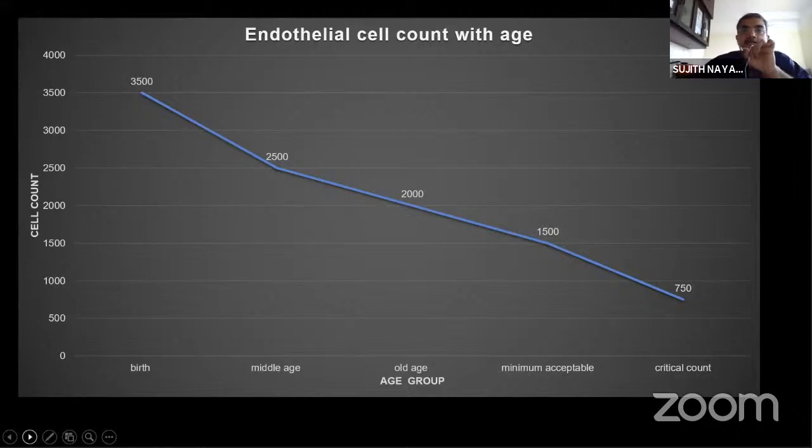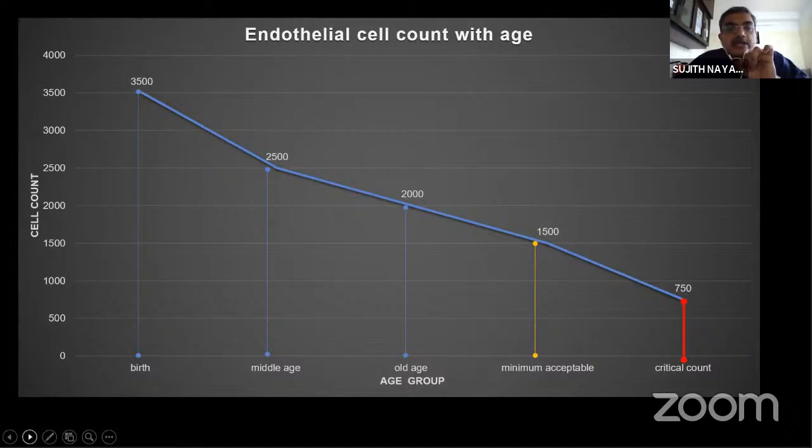And this is the endothelial cell count. Endothelial cell counts at various ages. We all know that at birth, it is at maximum more than 3,500 cells. By middle age, it comes to around 2,500. Then at old age, 2,000.